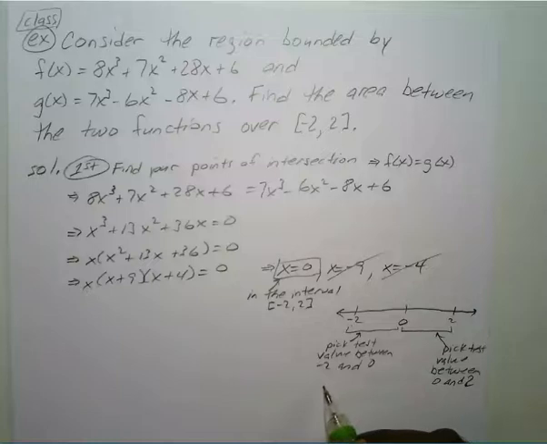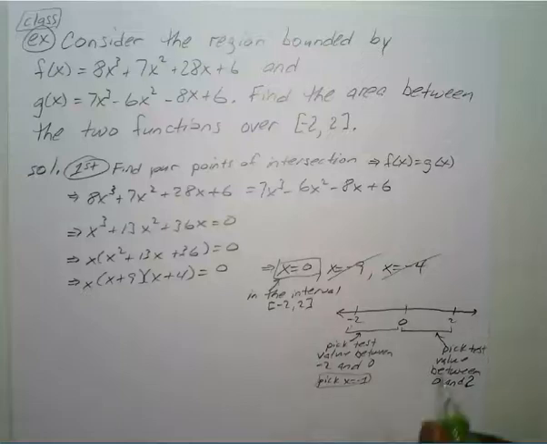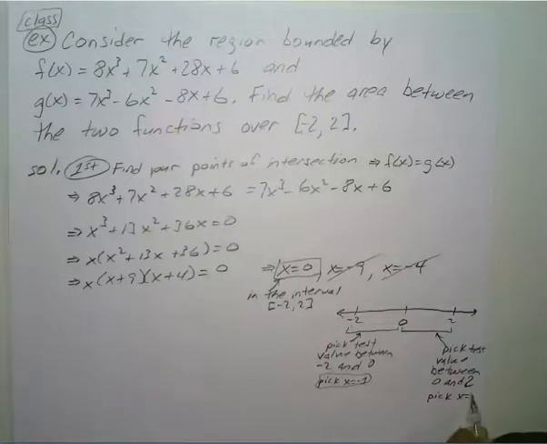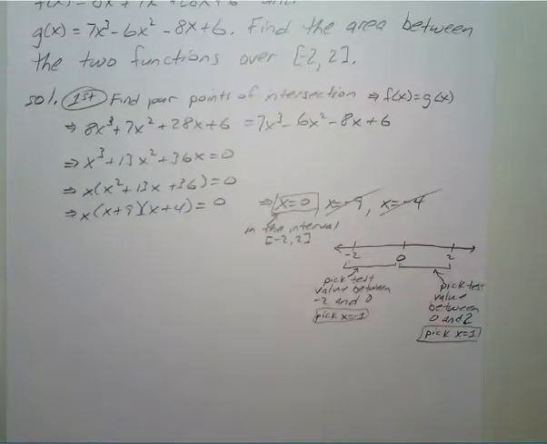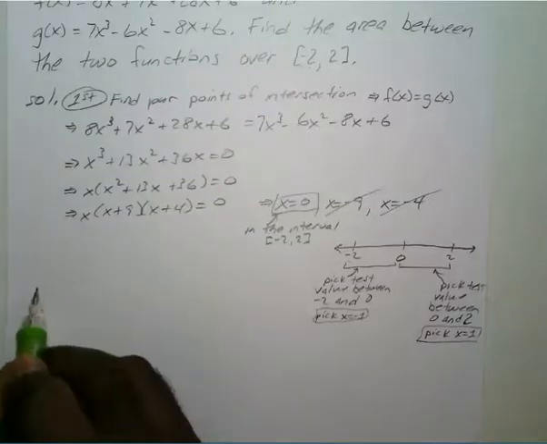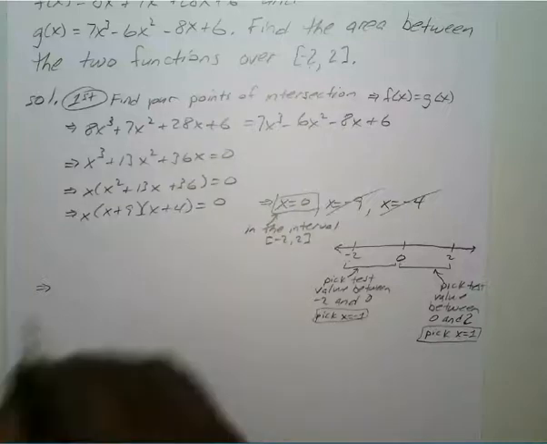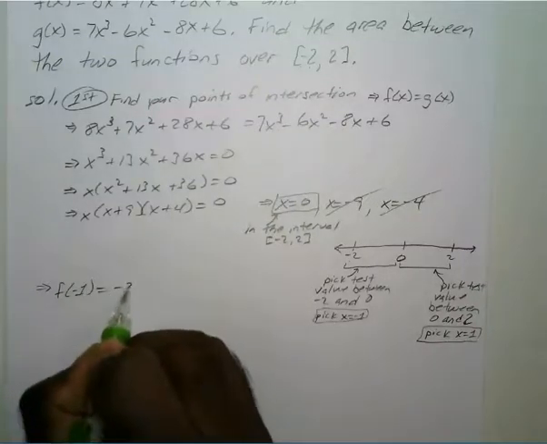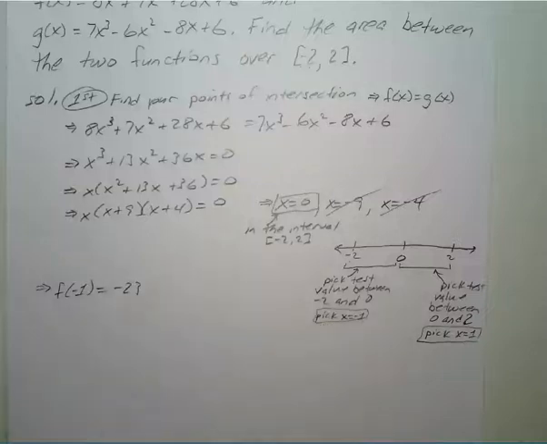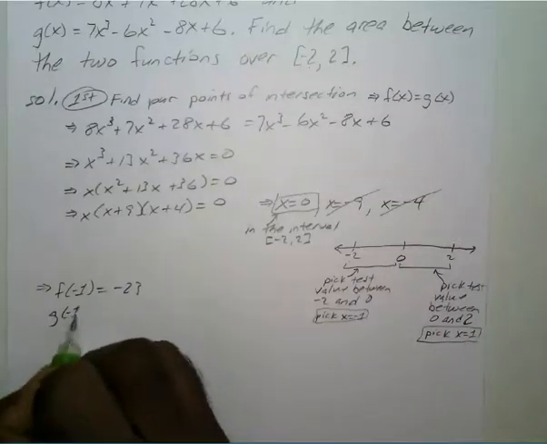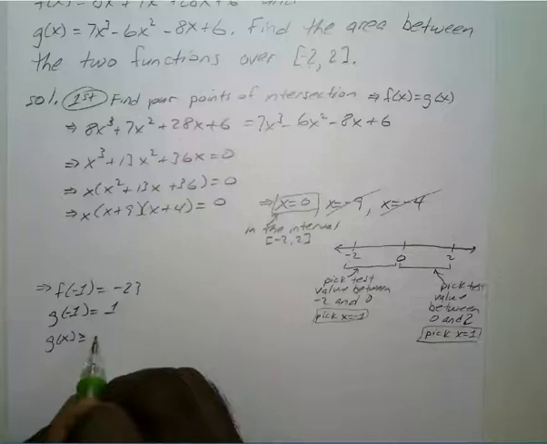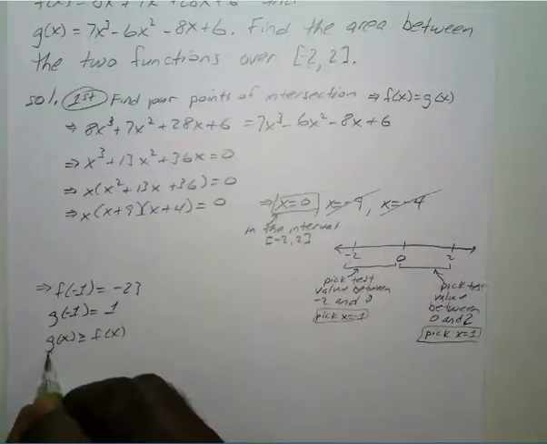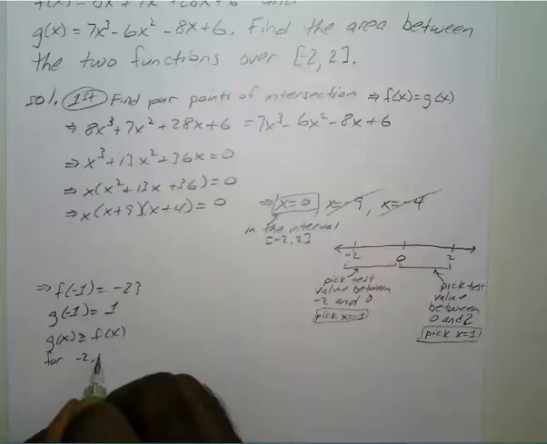Okay. So let's say for this one we pick x equals -1. And for this interval, of course, we pick x equals 1. They just seem like the logical choice for random test values. So for x equals -1, f of -1 is going to equal -23. Again, you can plug in -1 to your f of x and figure all that out. And g of -1 is going to equal 1. So we know that g of x is greater than or equal to f of x for the interval -2 to 0.